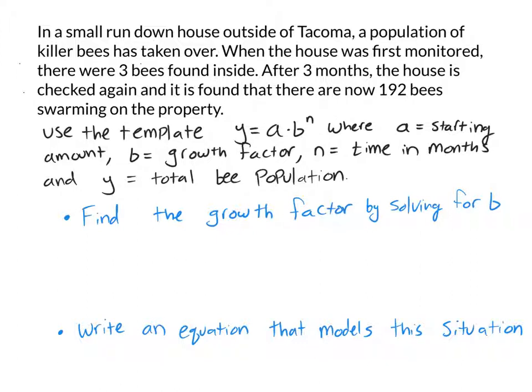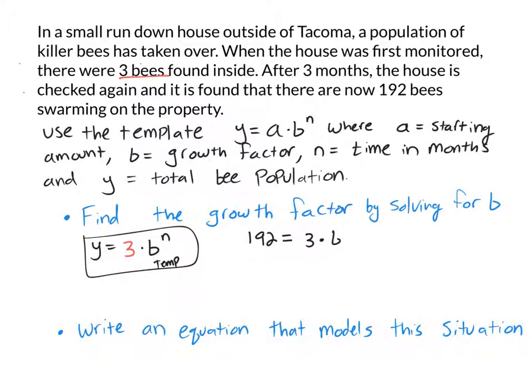Well, we have a lot of information. We know that at 3 months there are 192 bees, and at the starting point there are 3. So I already know a lot about this information from my template. From the information that I currently know, y equals, my starting point was 3 bees, so 3, and I don't know what my growth rate is, times b to the n. But I do know what happens on month 3. So I'm going to start plugging values in. This is kind of a temporary equation. I know that 192 bees exist. I started with 3 times some growth factor, I don't know, b to the power of 3.